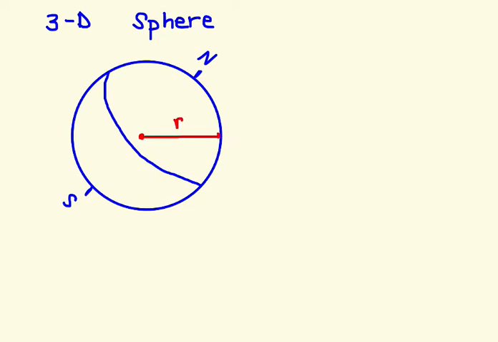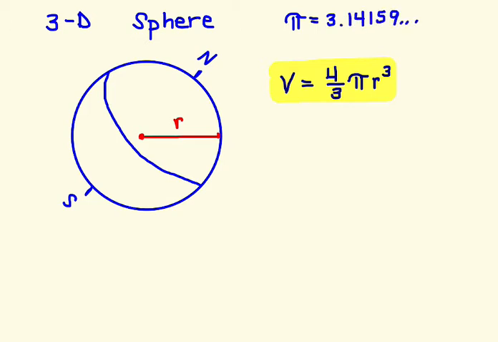Okay. So when you actually get to calculus, you'll be able to derive this. But the formula for the volume of a sphere is 4/3 pi times the radius cubed. And you just have to remember that for now. And of course, pi is an irrational number, 3.14159. It actually goes on forever, never repeating. And we have that in our calculator.